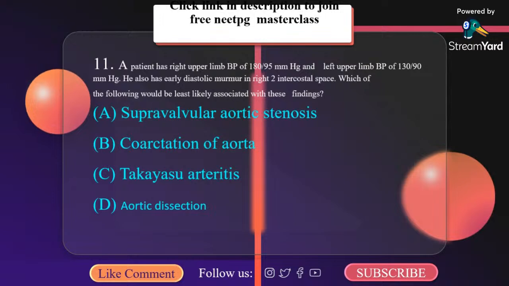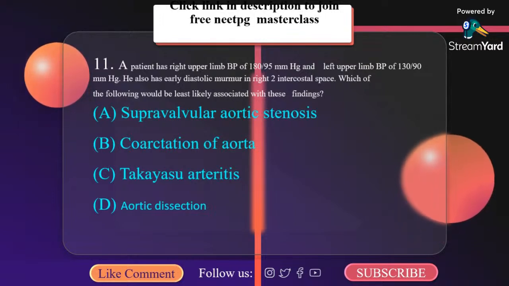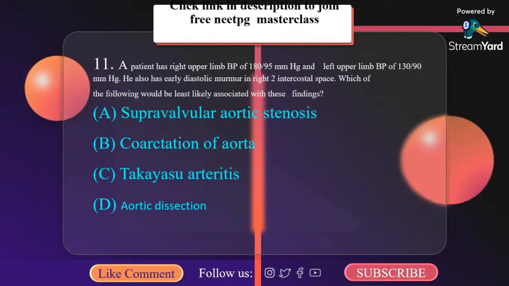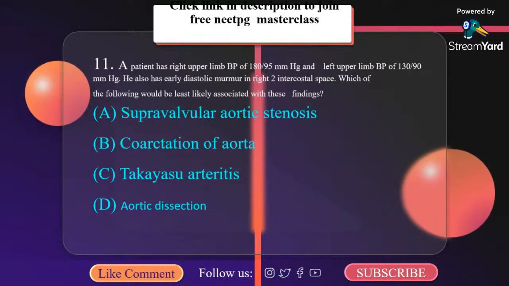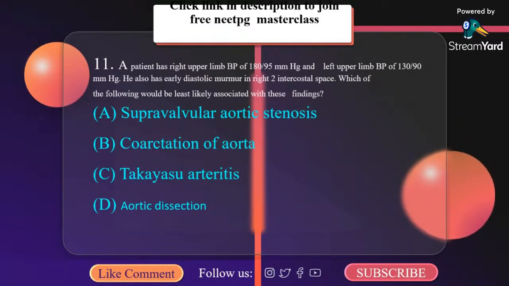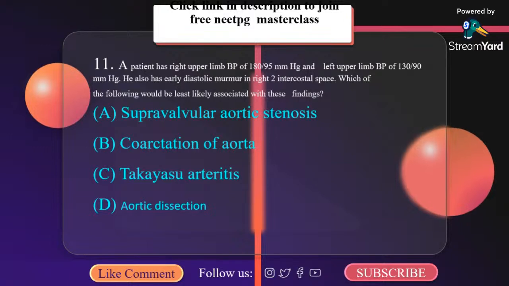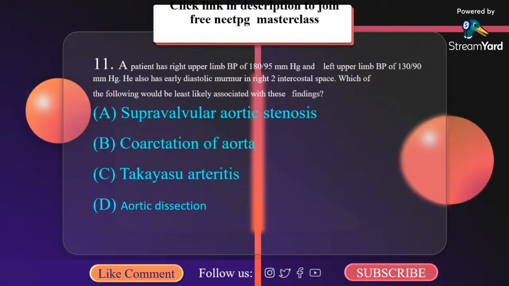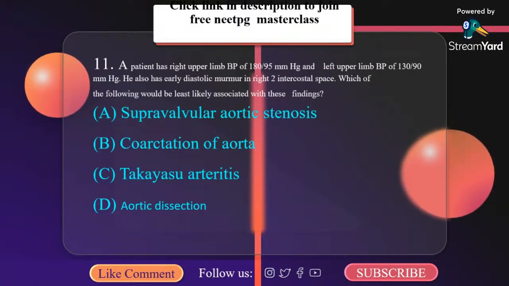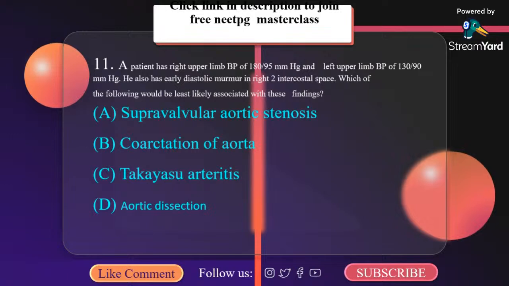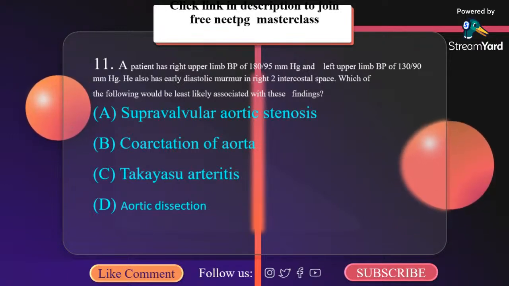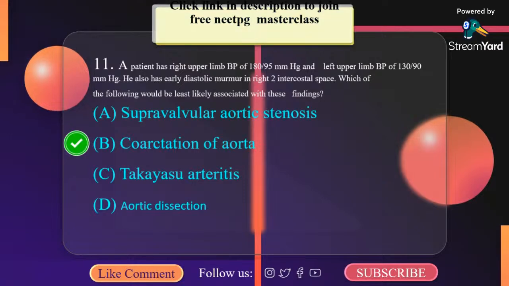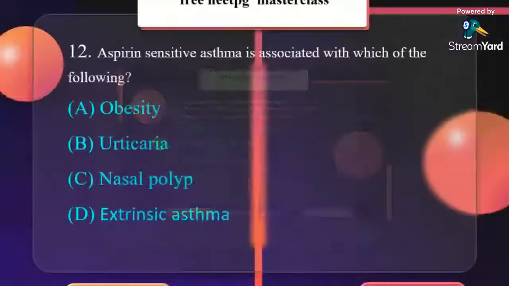A patient has right upper limb BP of 180 by 95 millimeter of mercury and left upper limb BP of 130 by 90 millimeter of mercury. He also has early diastolic murmur in right second intercostal space. Which of the following would be least likely associated with these findings? A. Supravalvular aortic stenosis, B. Coarctation of aorta, C. Takayasu arteritis, D. Aortic dissection. It is coarctation of aorta.